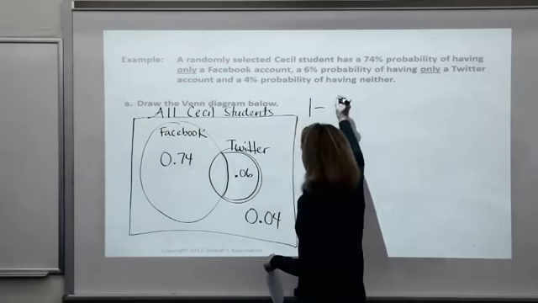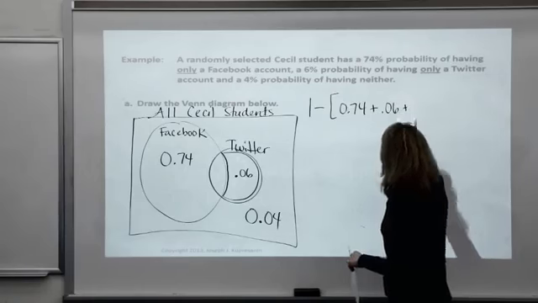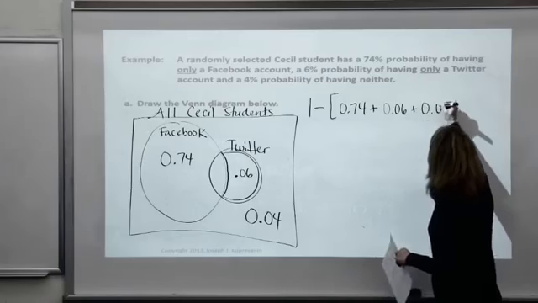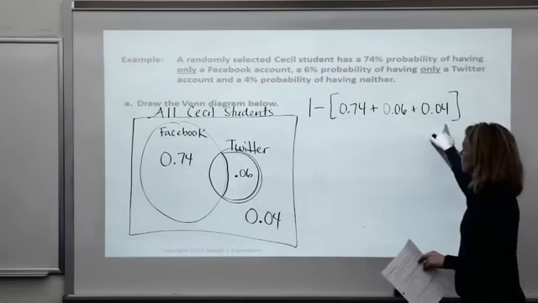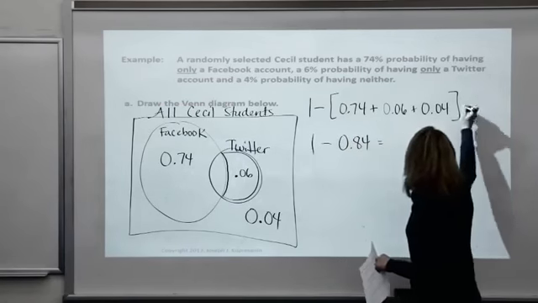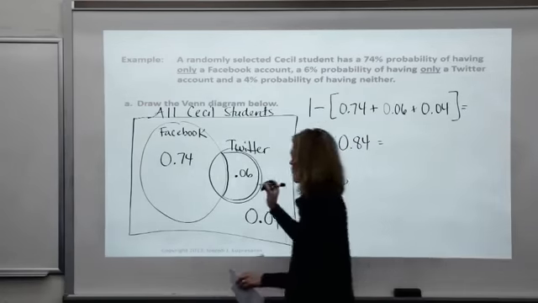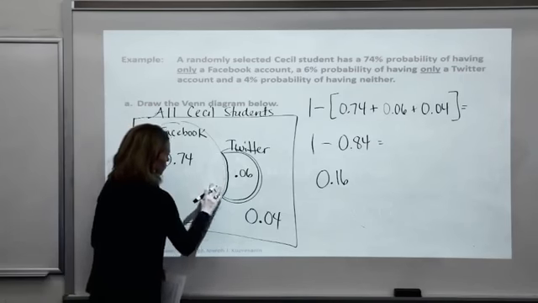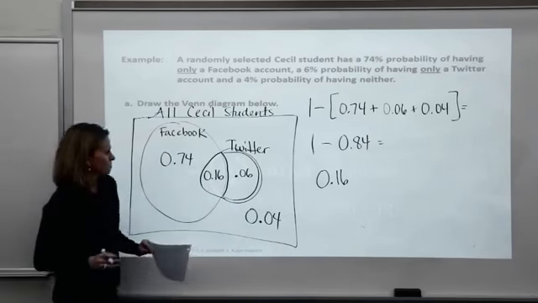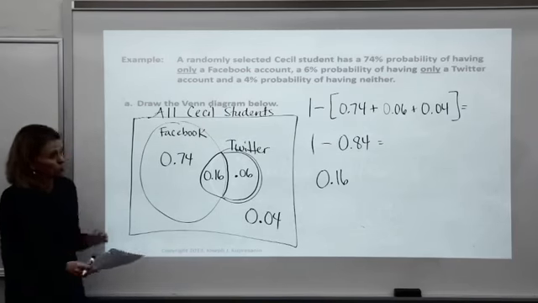So let's take 1 minus, and add up what we do have. This adds up to 0.84, so 1 minus 0.84 leaves us with a probability of 0.16, a 16% chance that you have both. Again, I should have drawn that intersection a little bit larger. So this is what our Venn diagram will look like for this one. Now let's answer a series of questions.